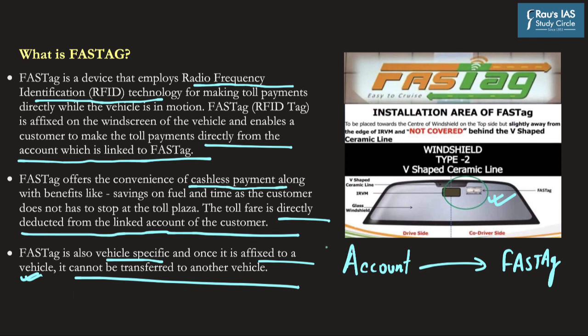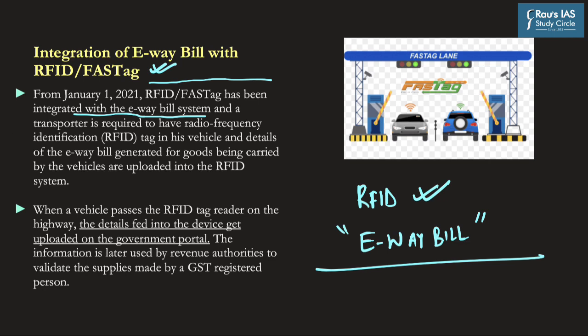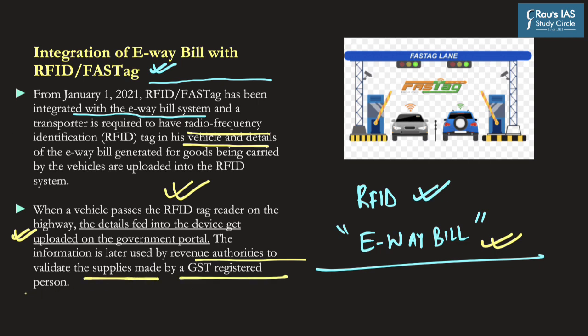transferred to another vehicle. So after understanding about FASTag, let's come back to the aspect of integration of e-way bill with that of RFID and FASTag. So it is in this regard, this news says that from 1st January 2021, FASTag has been integrated with the e-way bill system, and a transporter is required to have the RFID tag on his vehicles and also details of e-way bill. So when a vehicle crosses a toll, then the details with respect to the RFID or the FASTag is fed into the device, and then such information gets uploaded on the government portal. The information is later used by revenue authorities to validate the supplies made by a GST registered person.